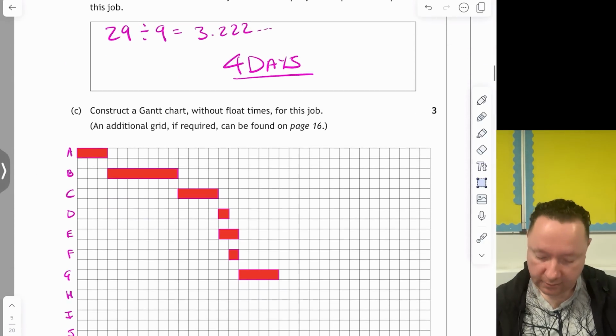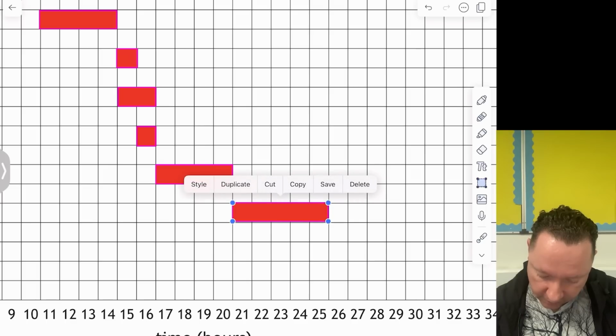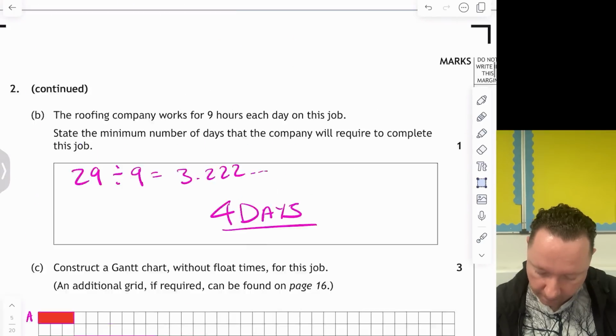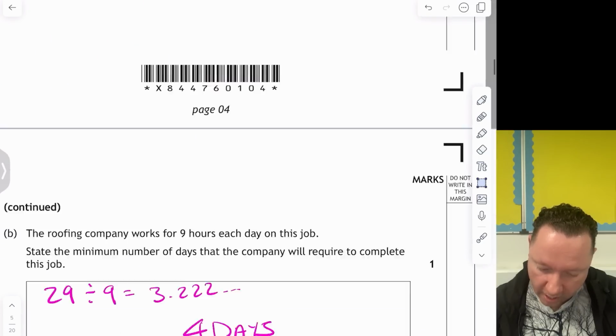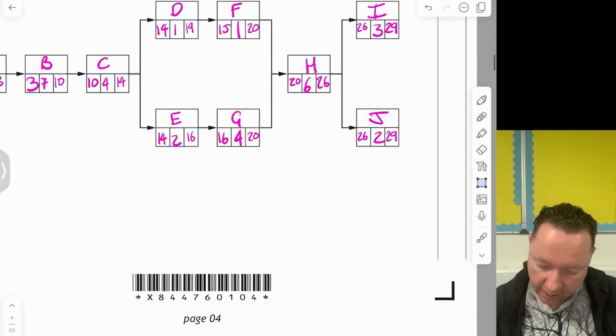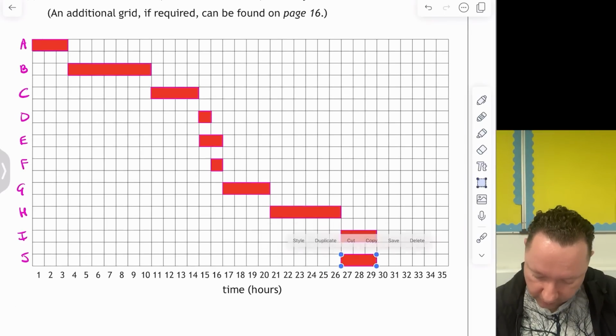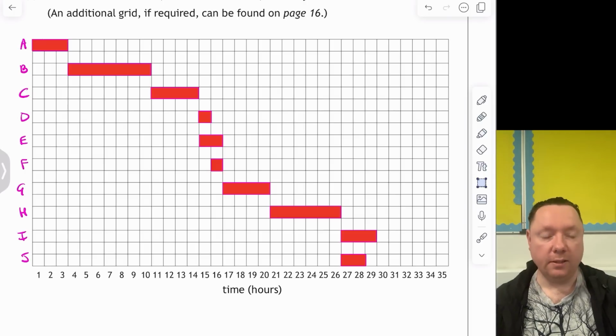H starts at 20 and takes 6. So I should be on 20 already, yep. 20. And that should be 6. 1, 2, 3, 4, 5, 6. And then we've got I, 26 for 3. So there's I. And we've got J, which is 26 for 2. So the last one starts at 26 as well, but only takes 2. So there is the completed Gantt chart.